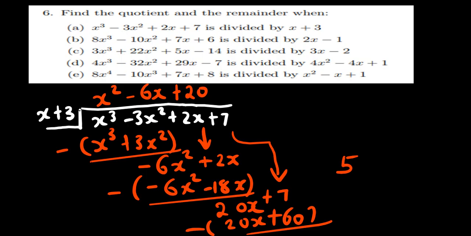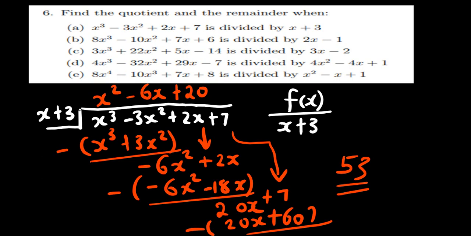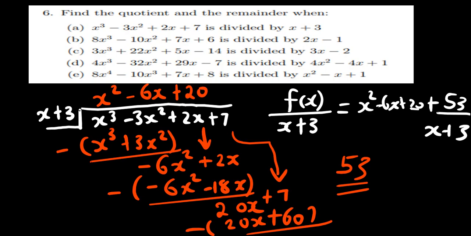Okay, 7 minus 60, that will be like 50 what? Is it 53? 53. So now you are able to see the remainder. Your answer should be in the form of the polynomial divided by the divisor, equals the quotient plus the remainder over the divisor. First write the quotient, x squared minus 6x plus 20, plus the remainder that you found, which is 53, over your divisor, x plus 3. It should be in that form. So that's how you solve this one using long division.